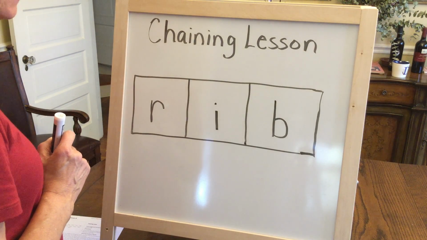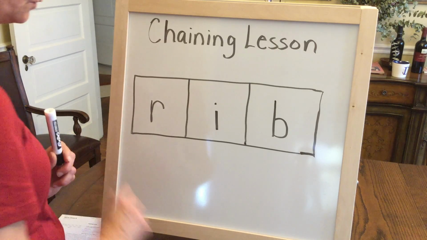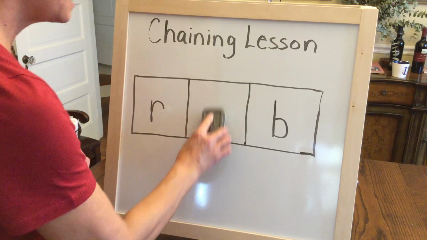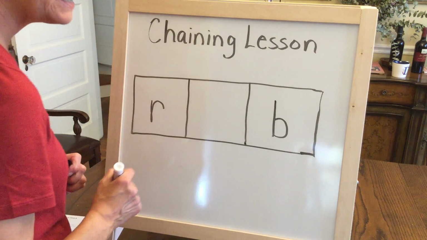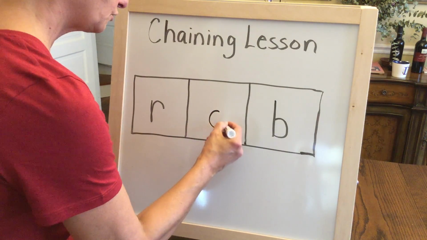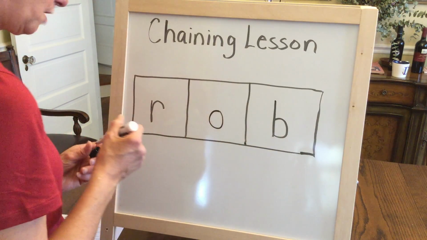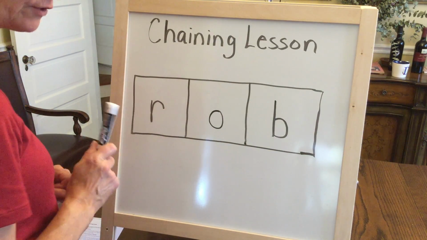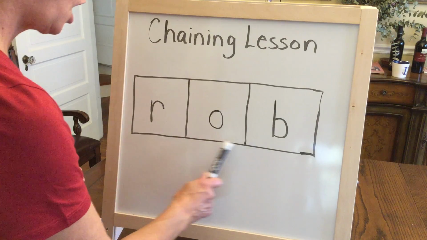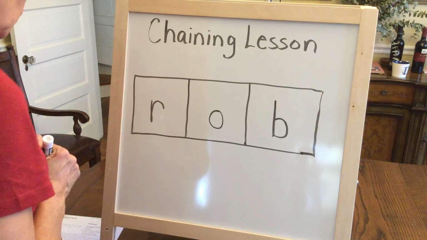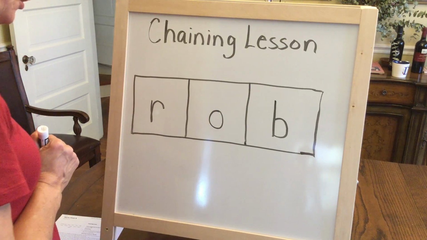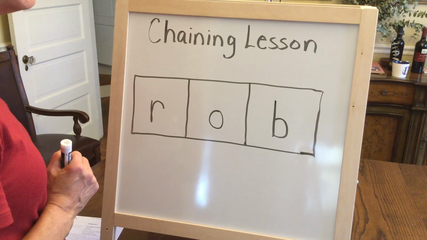All right, next I want you to change the I sound to ah. I'll give you a moment to do that. So correct, you need to change this letter, and you needed to put an ah. What letter makes that sound? O. Correct, so you should have rob. Oh, sorry, we were supposed to read it. Rob. Very good.